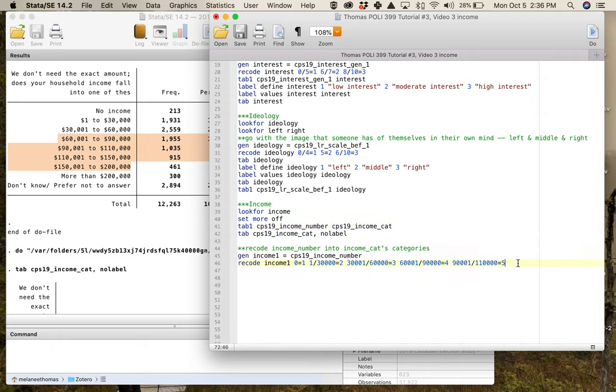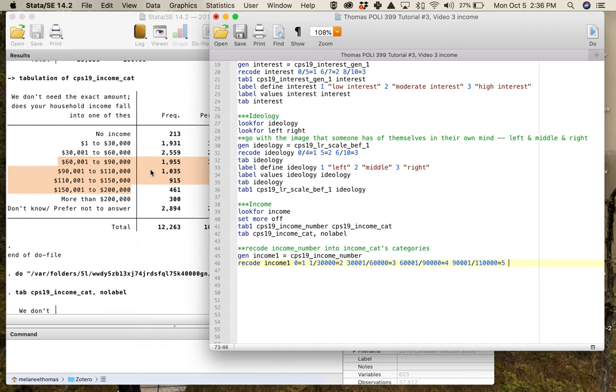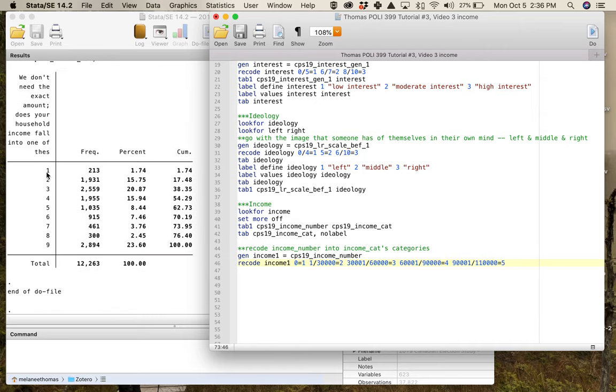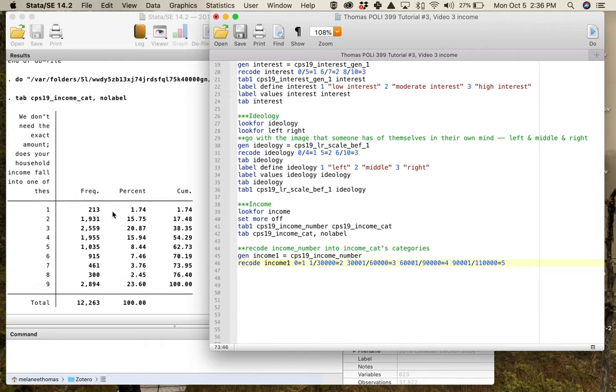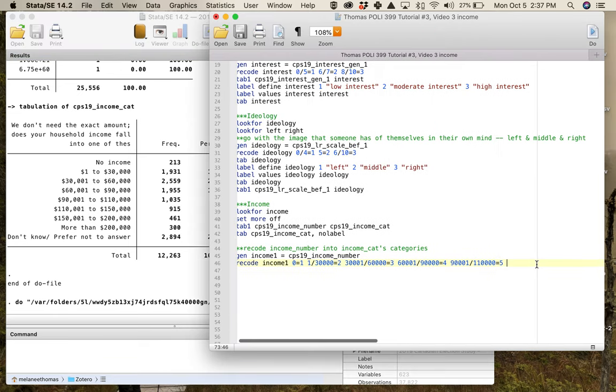Anyway, so I've got my category 6, and if I wanted to check to make sure I was getting this right, I want to make sure that I have all these categories matched. So I know I can do 1, 2, 3, 4, 5, 6, 7, 8 plus my 9 is my don't knows. So anyway, here's my 5. My 5 is the 90 to 110, and so I'm doing 110,001 through to 150,000, that is my 6th category.